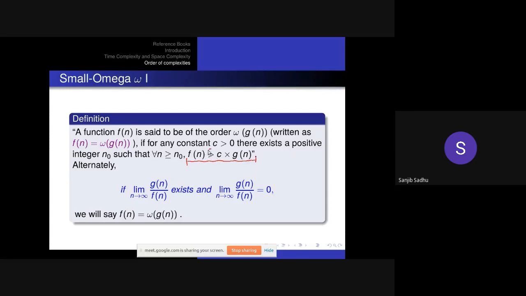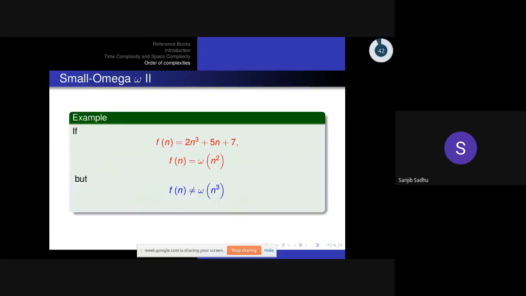This is the difference here and here: for any constant, and here it will be zero. Same thing here. If fn is 2 n cube plus c, we can say that this is small omega of n square, but we cannot say it is small omega of n cube. It should be larger than this. Check, there should be a difference.